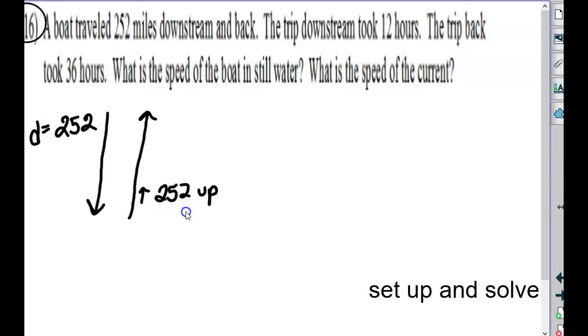Now, the trip downstream took a time of 12 hours. The trip upstream took 36 hours. What is the speed of the boat in still water, and what is the speed of the current?